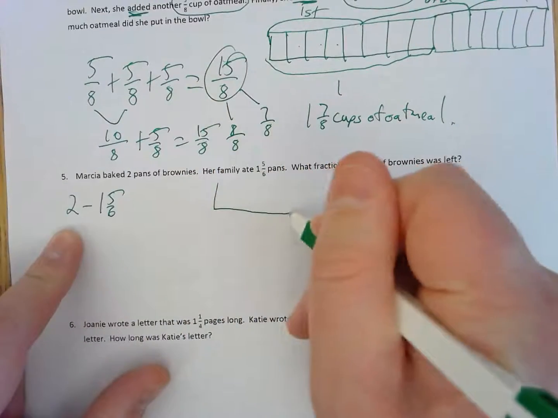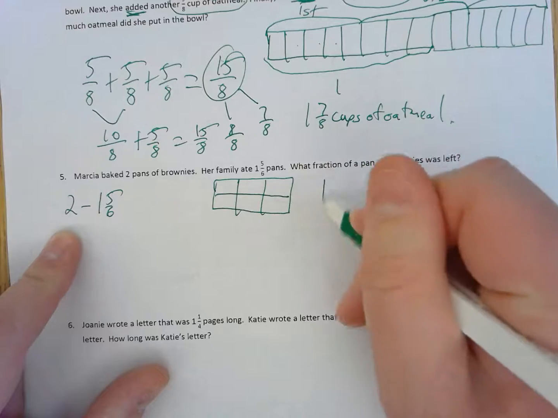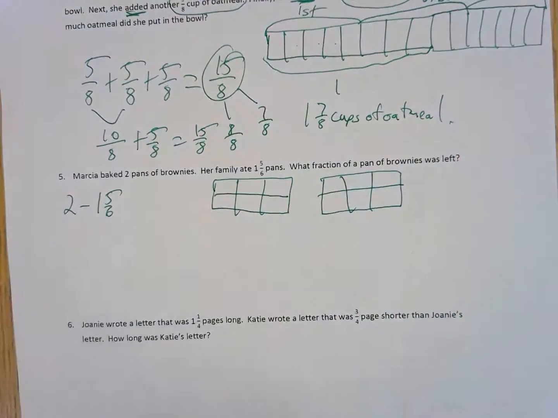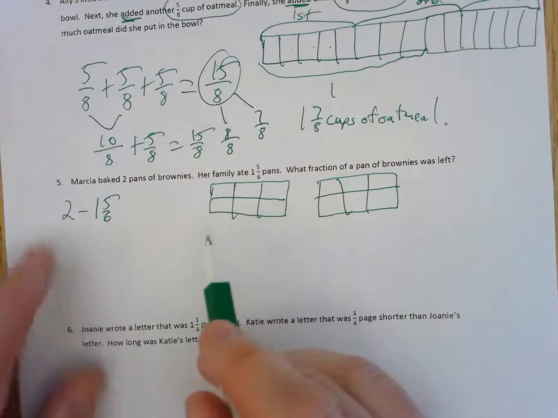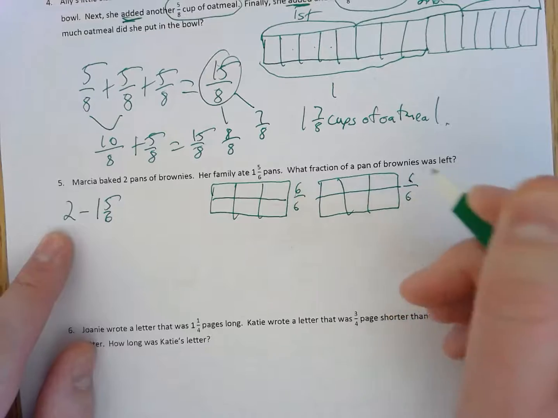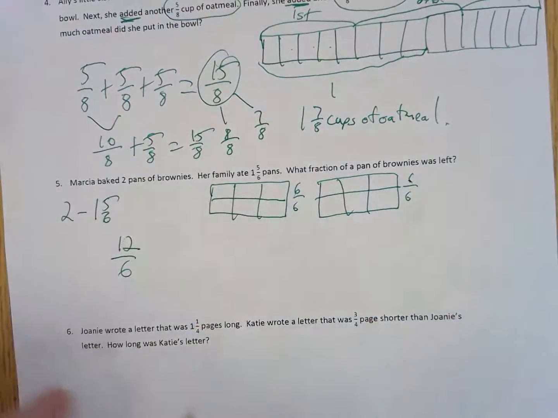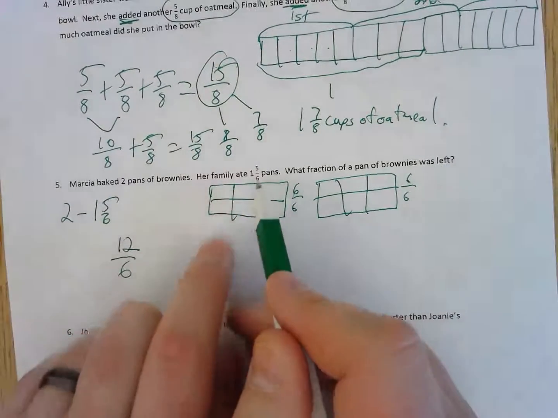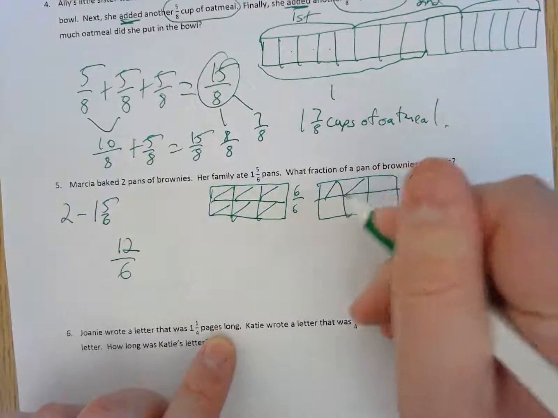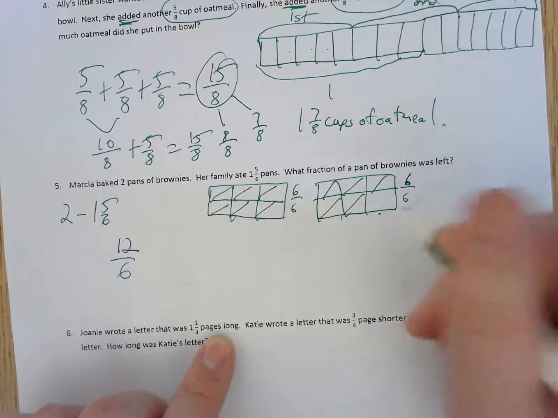Let's draw our picture first. We do this. That's 1 pan, and that is 2 pans of brownies. Okay, there's 6 in each one, so our whole, this is 6/6, and this is 6/6. So if we add those together, we have 12/6. We want to find out how much she ate. She ate 1 5/6, so we can get rid of a whole pan and then 5/6 of another. So we have this one left over, and we got to figure out what that equals.